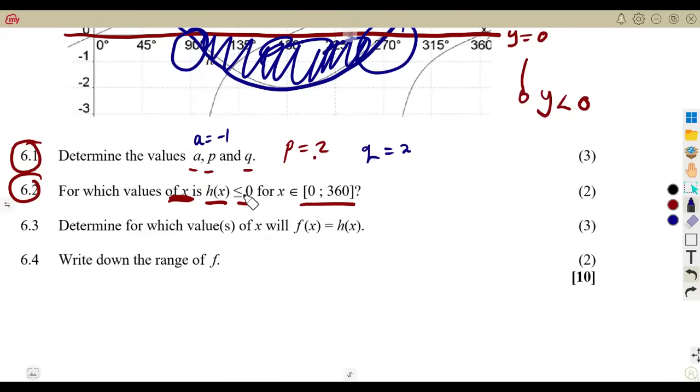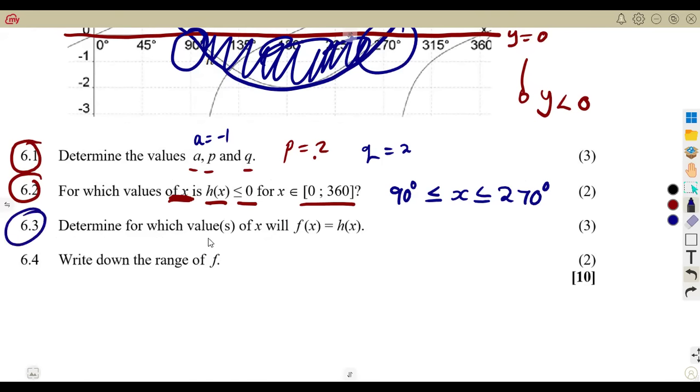Because they have an equal to there, we are going to use an equal to also on our answer. So x is greater than or equal to 90, up to what? Up to 270 degrees. So it's supposed to be less than or equal to 270 degrees. This is the interval that we are talking about, x being any real number that is in between there.